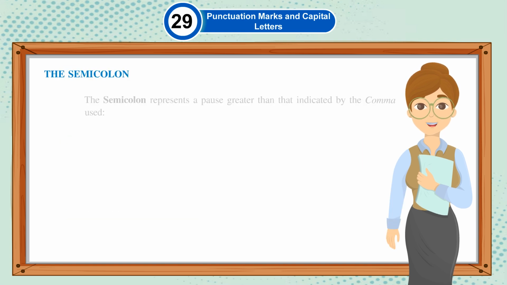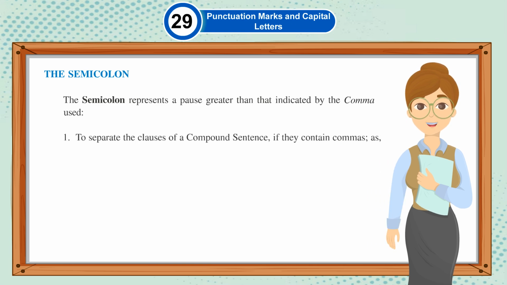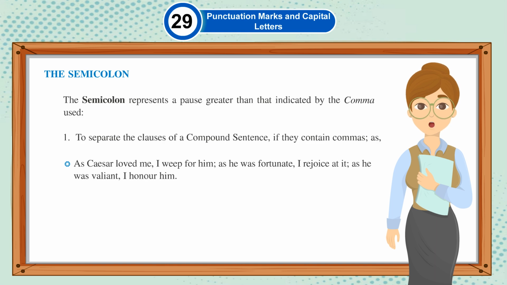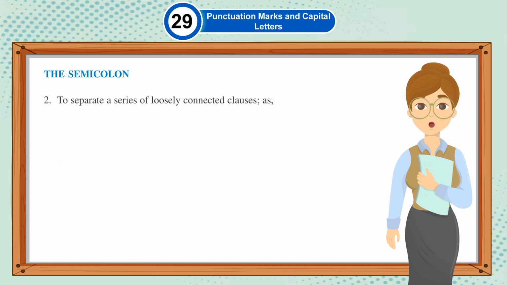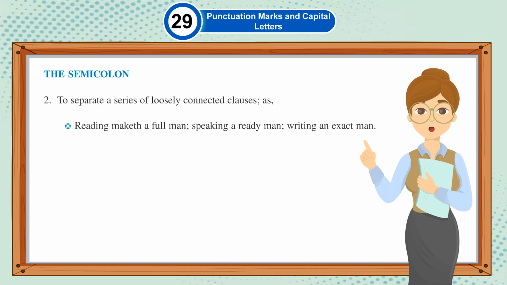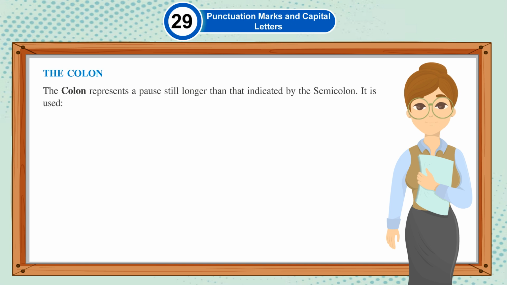The semicolon. The semicolon represents a pause greater than that indicated by the comma. It is used to separate the clauses of a compound sentence if they contain commas, as: Caesar loved me, I weep for him; as he was fortunate, I rejoice at it; as he was valiant, I honor him. To separate a series of loosely connected clauses, as: Reading maketh a full man; speaking a ready man; writing an exact man.